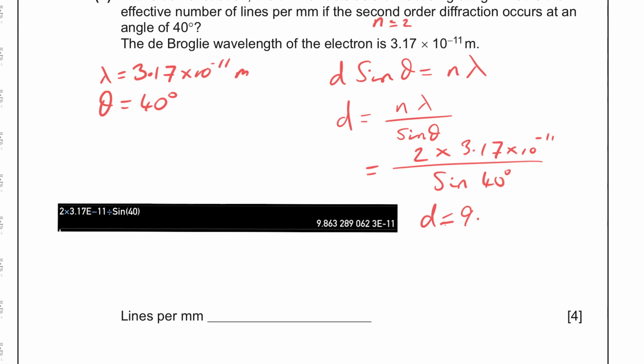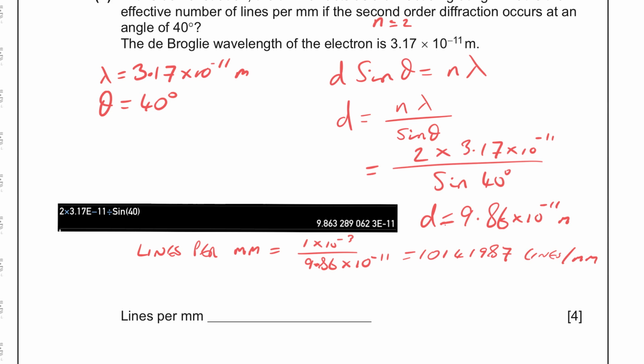And to get the lines per millimetre, we just would see how many times that would go into a millimetre. So 1 millimetre divided by d will tell us how many d's fit into a millimetre. And that comes to that figure, which we can write down as 1.0 times 10 to the 7.